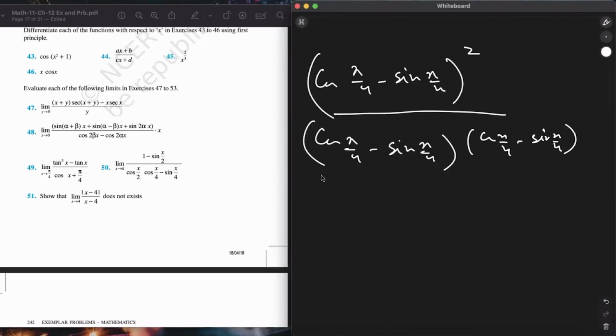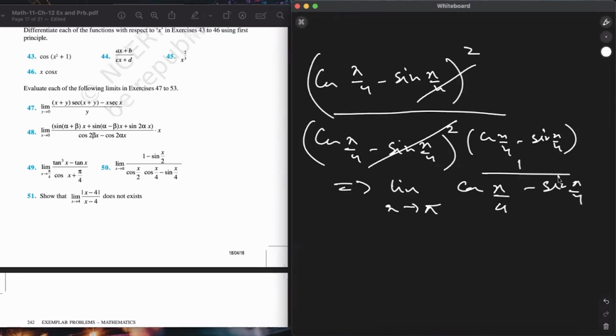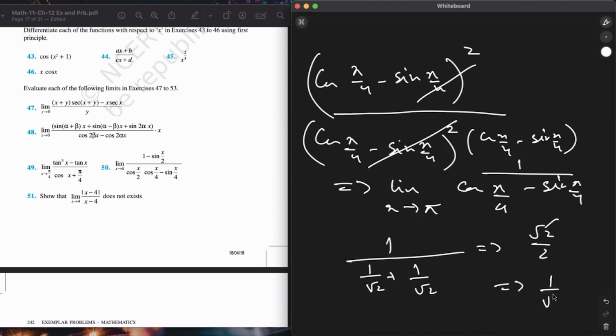Yeah, sin x by 4. I can also write that as cos x by 4 minus sin x by 4. So there's a square term over here. This whole thing will get cancelled out. So what I have to do is put the limit for x tends to pi over here. Okay, 1 upon. So this will be 1 upon 1 by under root 2 plus 1 by under root 2. So 1 upon 2 under root 2. So under root 2 by 2 will get me 1 upon under root 2 as my answer.